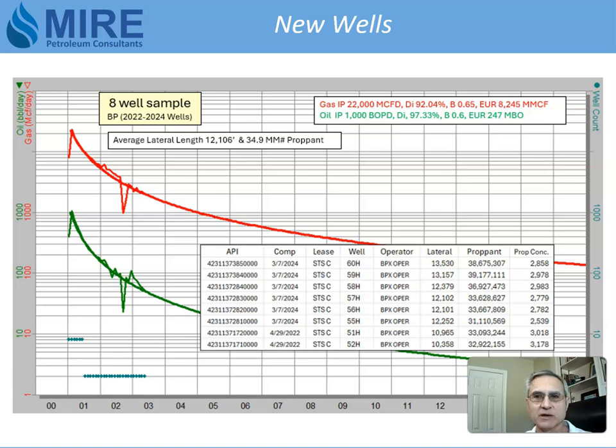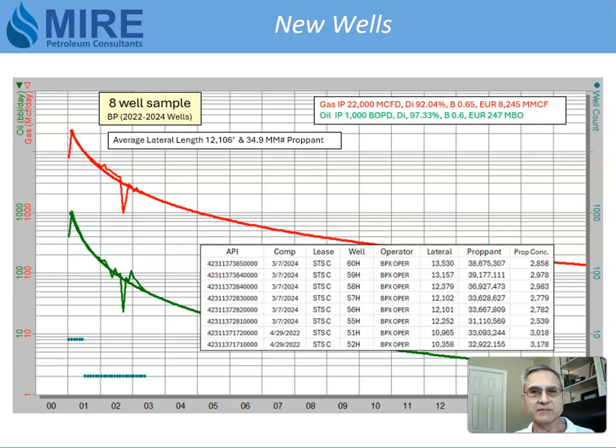So these were big wells, 12,000 foot long, 34.9 million pounds of proppant per well. Very prolific, 22 million a day of gas and 1,000 barrels of oil a day, with reserve estimates of 8.2 BCF and 247,000 barrels of oil.